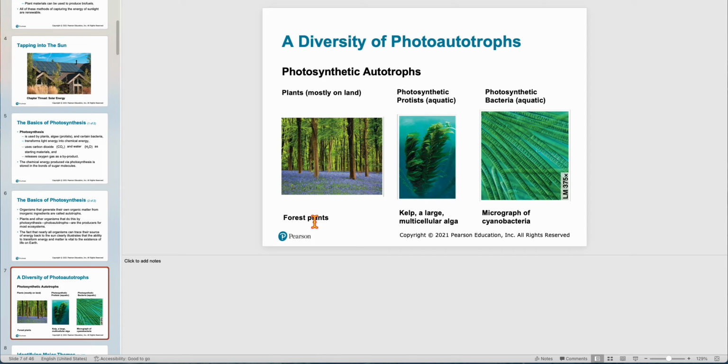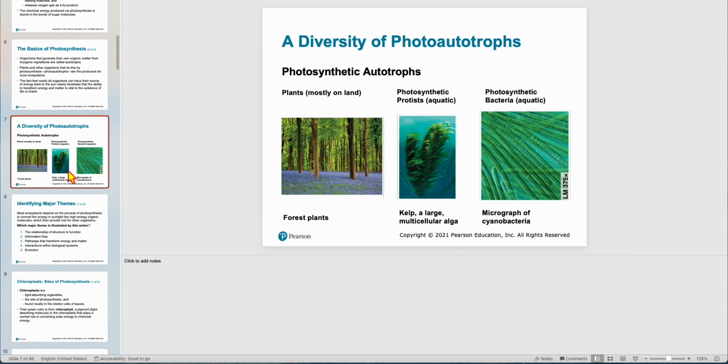We have our plants that we normally call plants. Then we have our protists, like kelp and algae, protists. And this is where your phytoplankton will be here too. And then we have our bacteria, because we do have aquatic bacteria, they call them cyanobacteria, that also do photosynthesis. So this is something to be aware of for the purpose of a test.